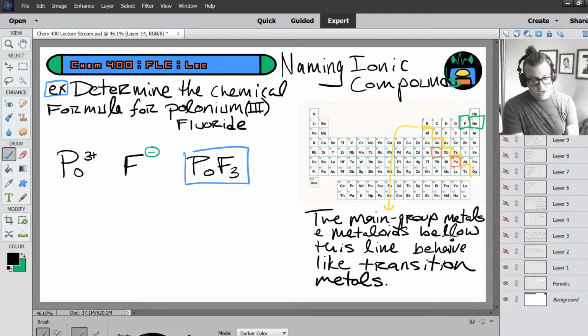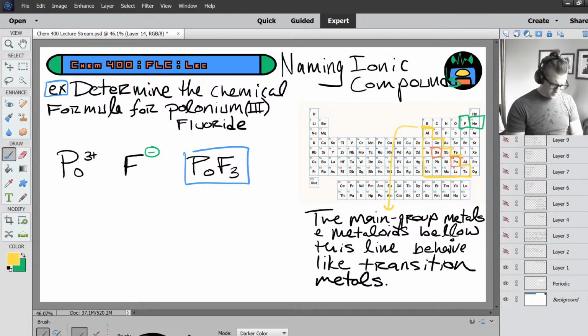If you're using a periodic table that doesn't have that line, I would just sketch it in there, because all of these main group metals beneath this line, all these guys down in here, and the metalloids, these guys will behave like transition metals. The rest of the main group metals don't, but these guys do.